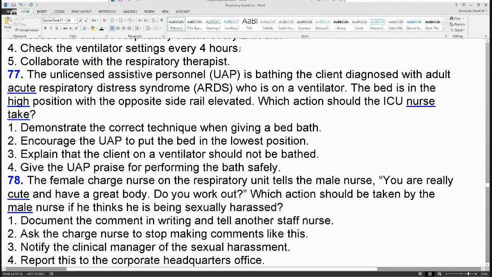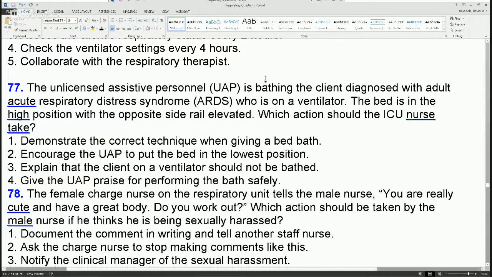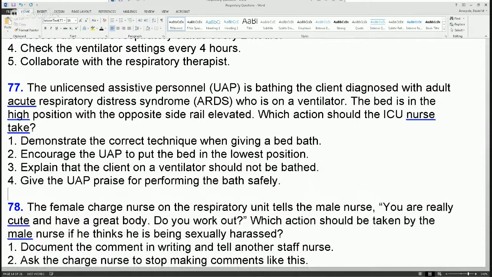The unlicensed assistant is bathing the client diagnosed with ARDS on a ventilator. The bed is in the high position with the opposite side rail elevated. Which action should the ICU nurse take? Four. Yes, you did a good job with the bath. Let's not bathe this patient.